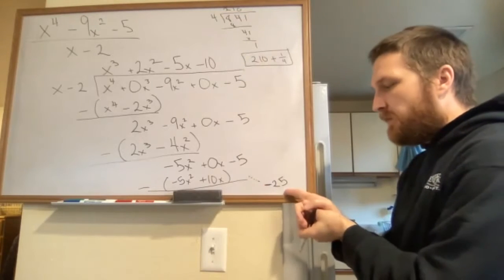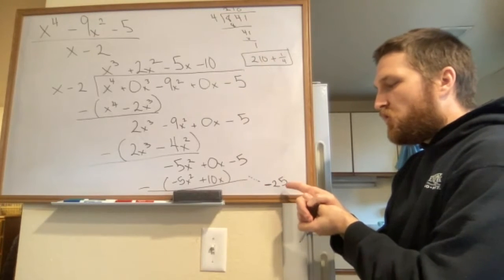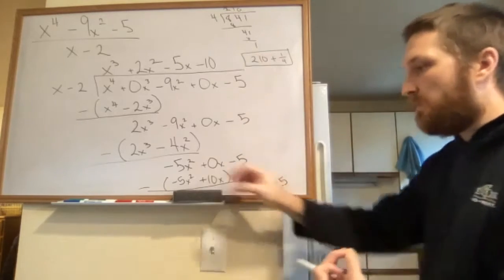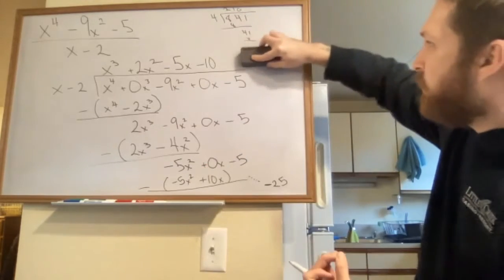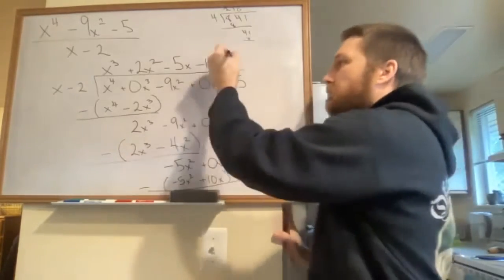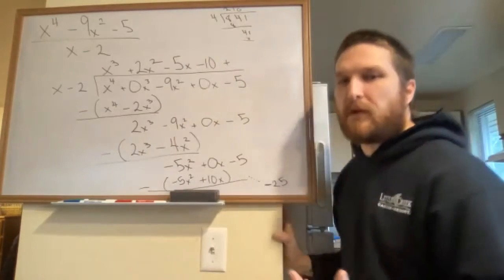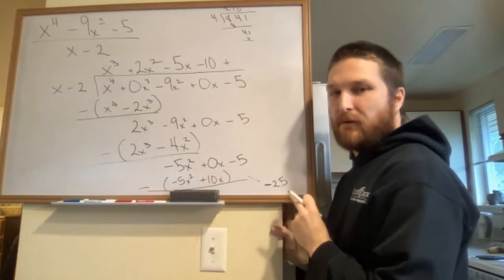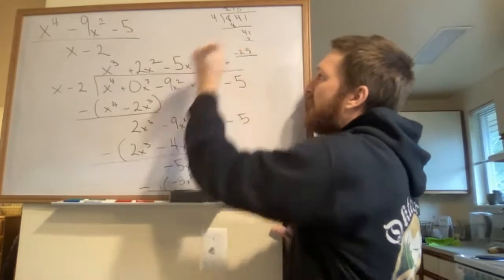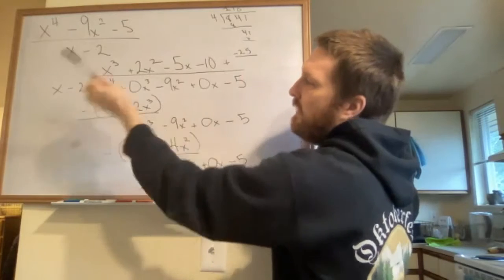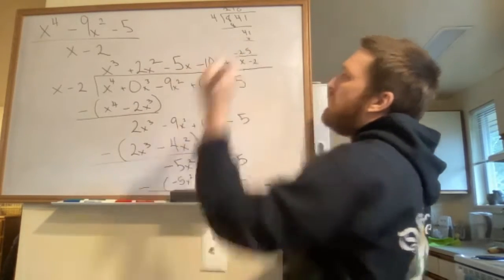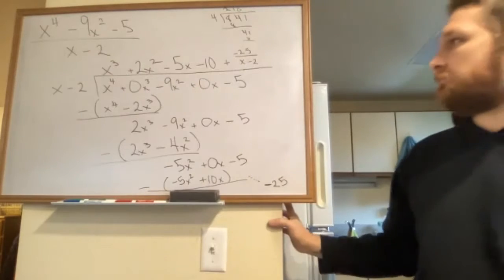Well, that's exactly what we're going to do here. Our final remainder is minus 25. So the last term that we want, we're just going to say, plus, yes, minus, but you see what I'm saying here. This number, which is minus 25, divided by whatever that thing is there, x minus 2. And we are done.